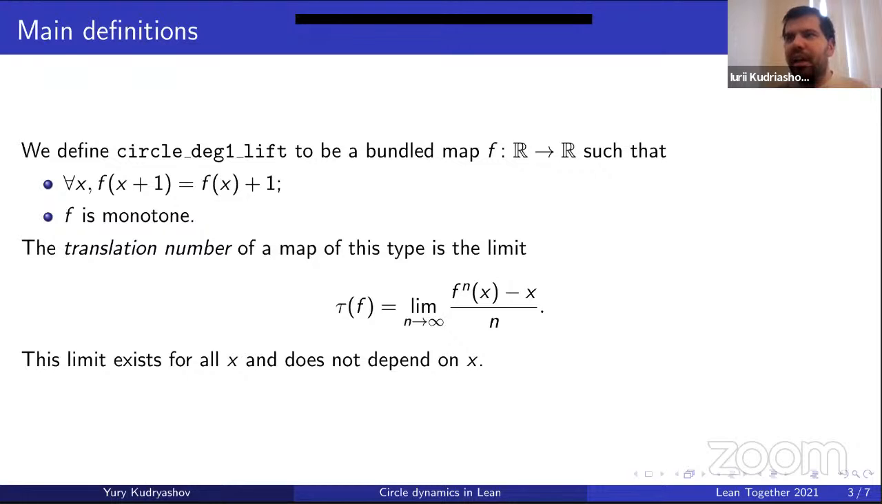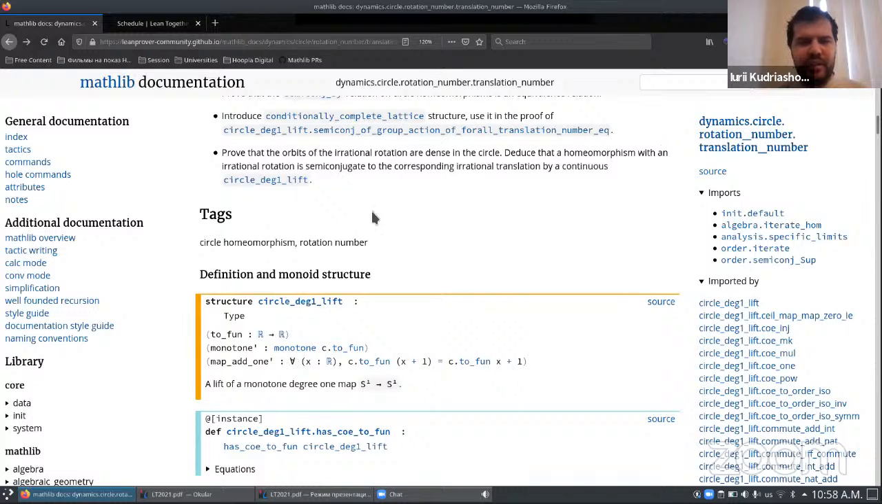By monotone, I mean if x is less than or equal to y, then f of x is less than or equal to f of y. I'm not sure what the continuum theoretic definition is. The definition in the library says monotone C to fun. And monotone is defined as this.